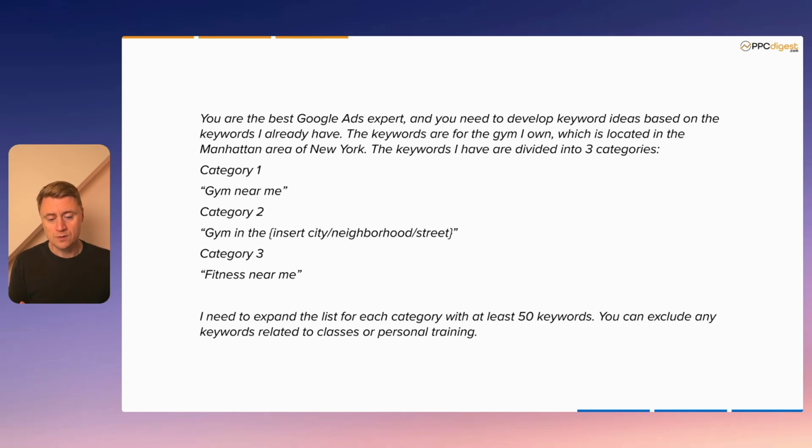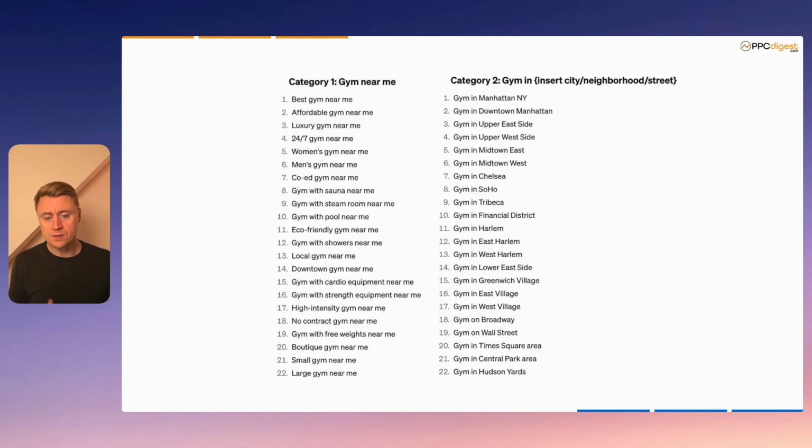So I need to expand the list for each category with at least 50 keywords. You can exclude any keywords related to classes or personal training. Now you can adapt the prompt as you wish. So this is what it offered me.